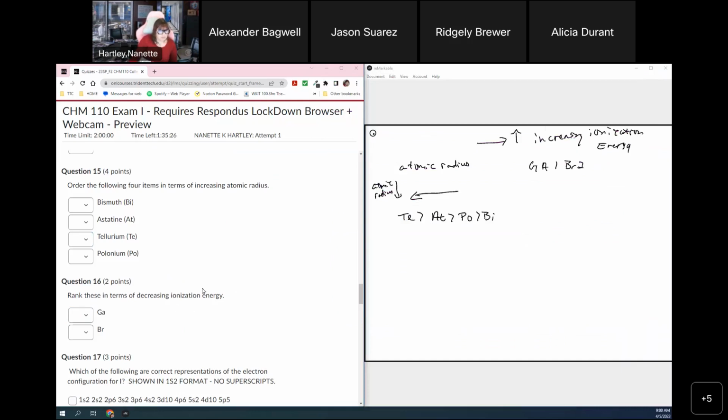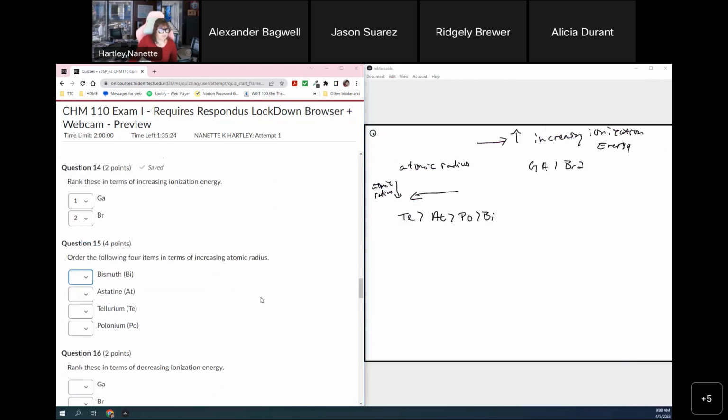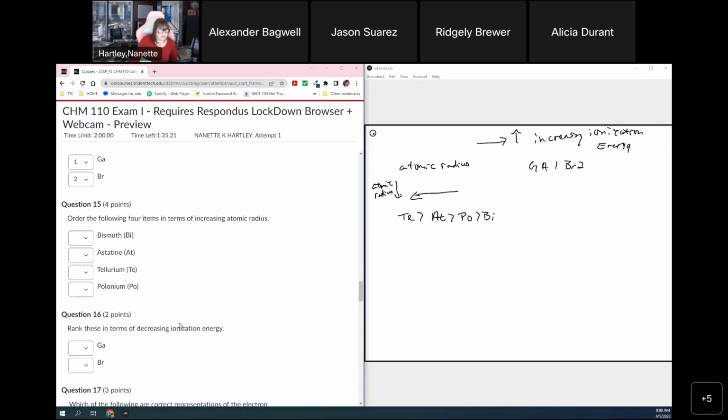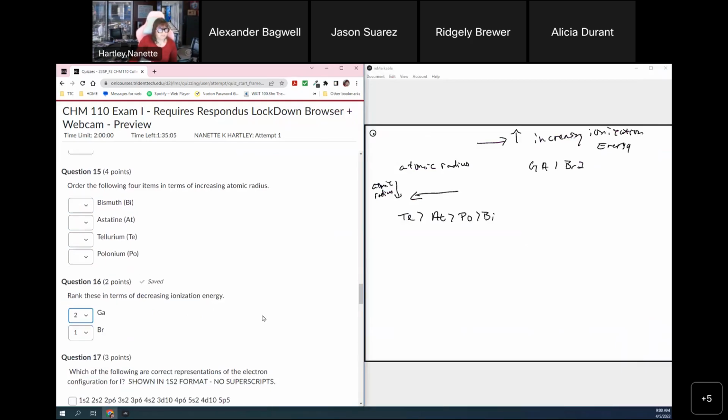Increasing, decreasing ionization energy. Oh, that's the opposite terms of what we talked about before. So this is the other way. If I want to go from decreasing, the bigger one is going to be Br. And then that. So we reverse the order on those two. Okay.